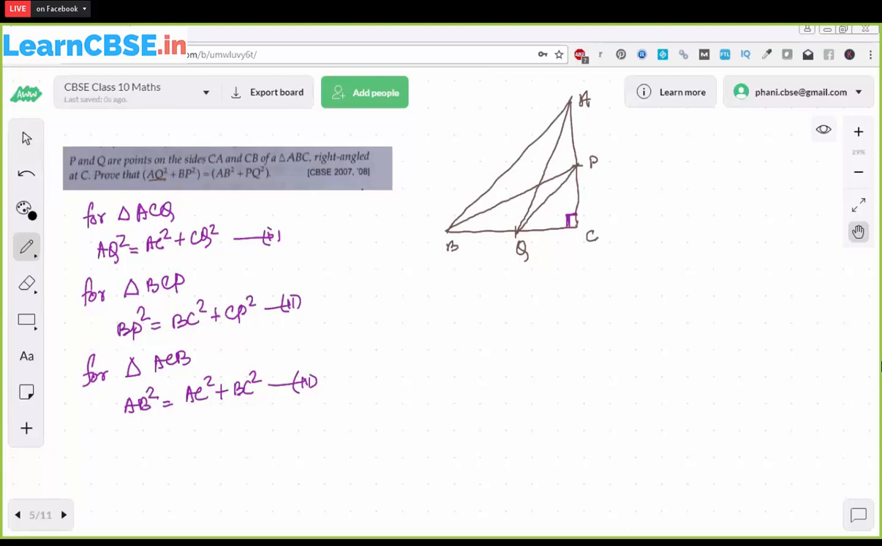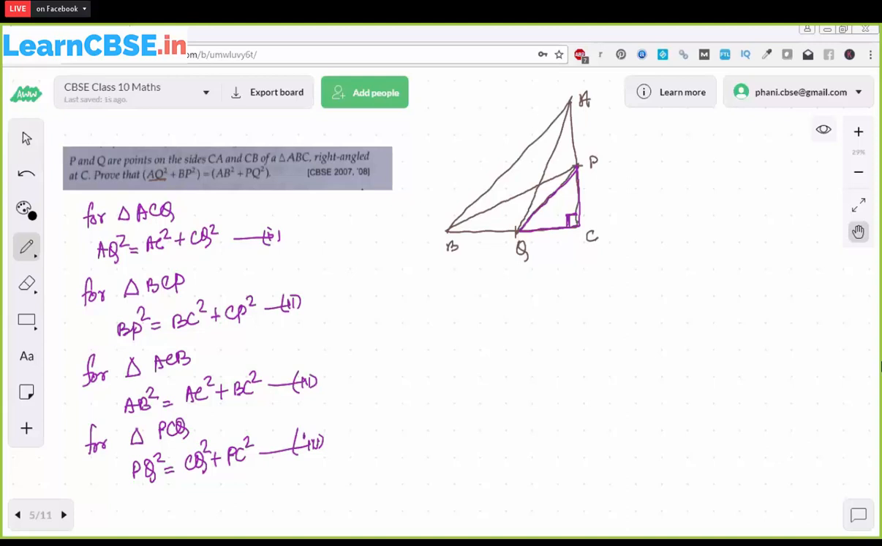Any other right angle triangle is there? Yes, there is one more right angle triangle, that is PCQ. So let's try for that also. For the right triangle PCQ, we can write PQ square is equals CQ square plus PC square. That's the fourth equation that we can write. Okay. Now we have to use all these four equations to get the answer.